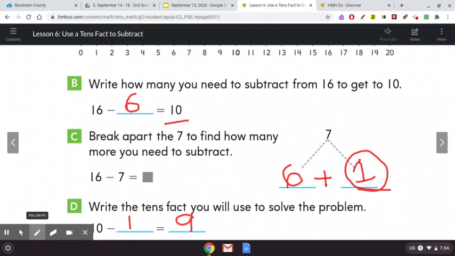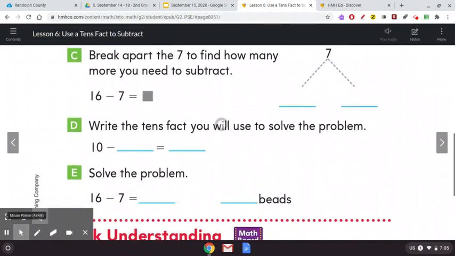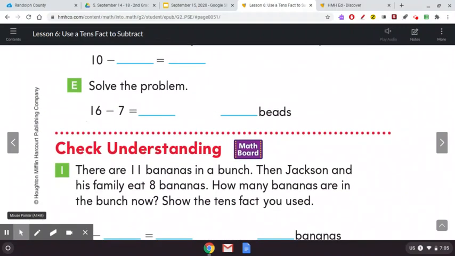Okay, so 10 minus 1, anything to do with 10 should be mental math for you. But if you're still struggling with it, you can still use your counters. You can use your fingers because you have 10 fingers, or at least you should. All right, so solve the problems. So 16 minus 7 was 9. So you should have 9 beads.